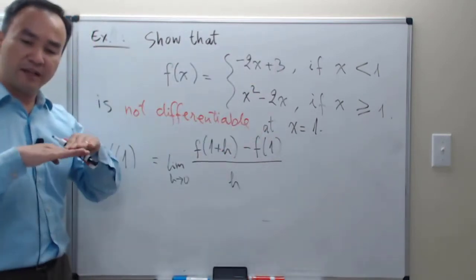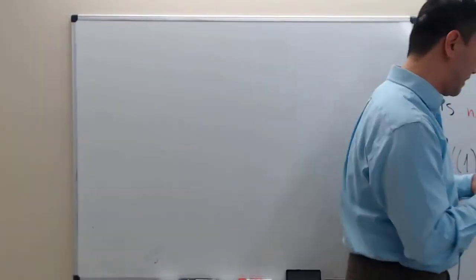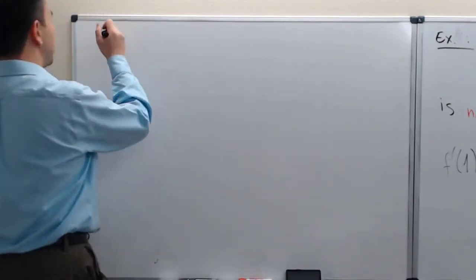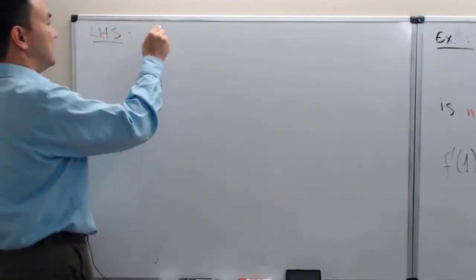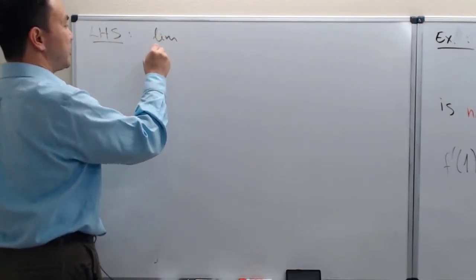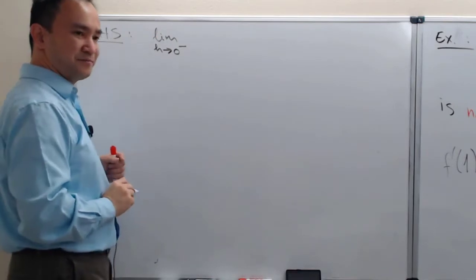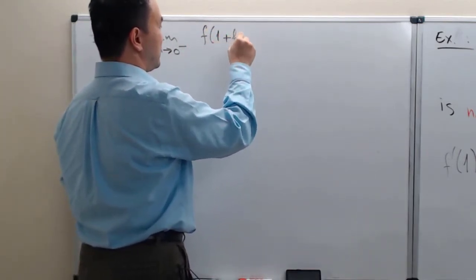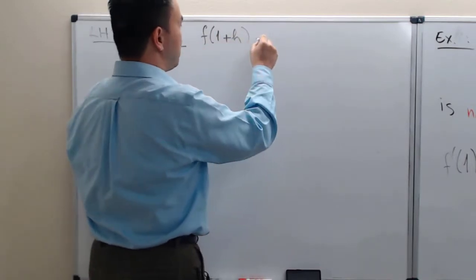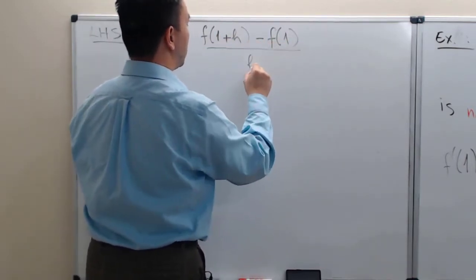And so now, to make it really crystal clear, let's break it down to two-sided limits. Left-hand side limits: I am going to consider the left-hand side limit. Just write the general notation here. I'm going to find the limit as h goes to 0 from the left-hand side for this difference quotient, f of 1 plus h minus f of 1, divided by h.